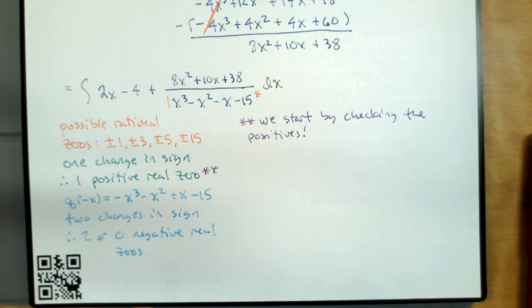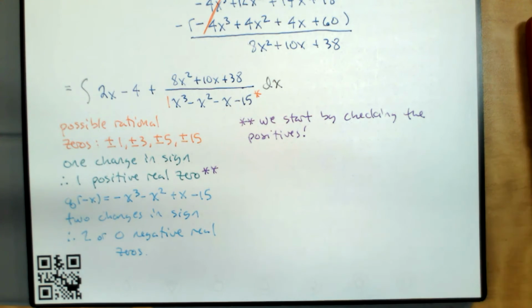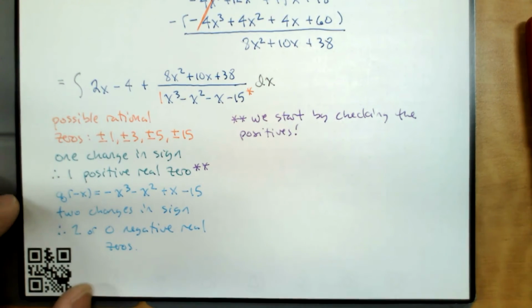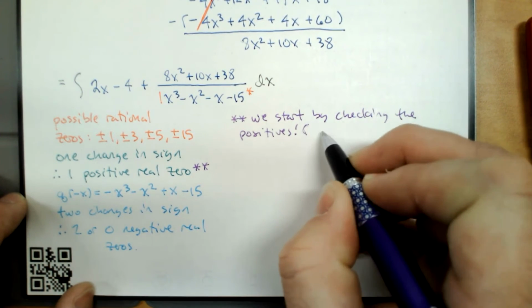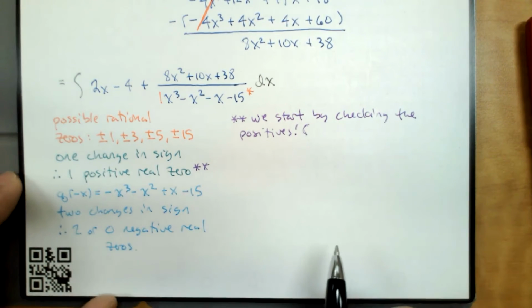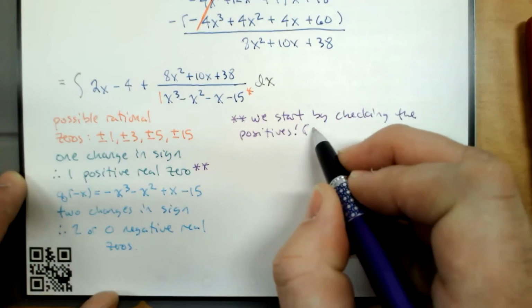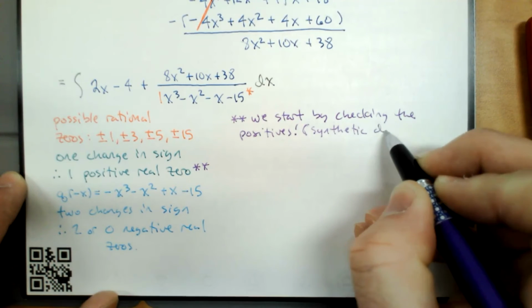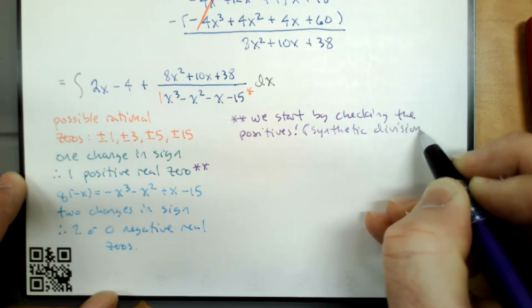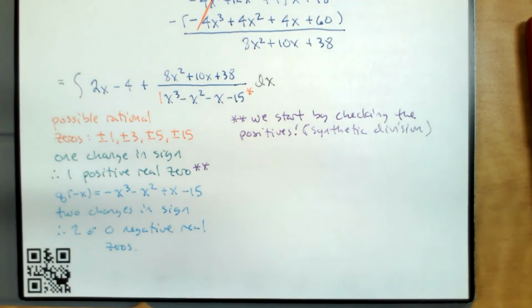So we're going to start by checking the positives. A fun tool for this is synthetic division. We have this as an option because we're dividing by a linear factor. So we're going to use synthetic division. Everybody remember synthetic division?